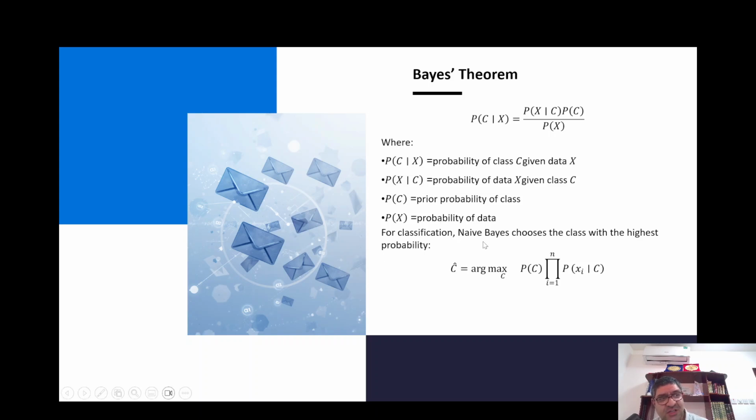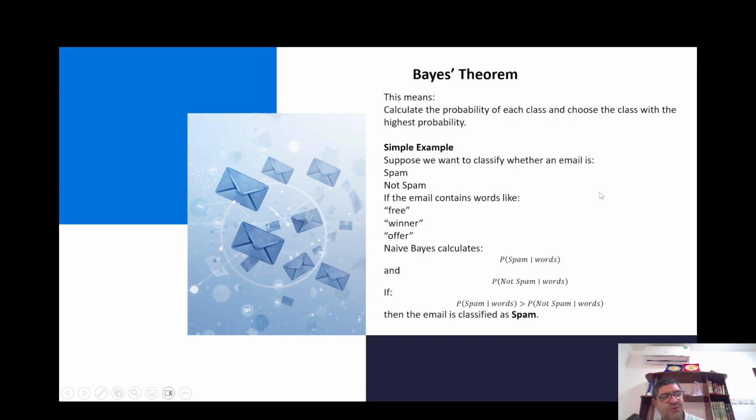For classification, naive Bayes chooses the class with the highest probability. That is calculated with the mathematical expression given there, which takes the max. So it will choose the class with the highest probability for classification. I think this will be much more clear with an example, so I'm going to show you the example.